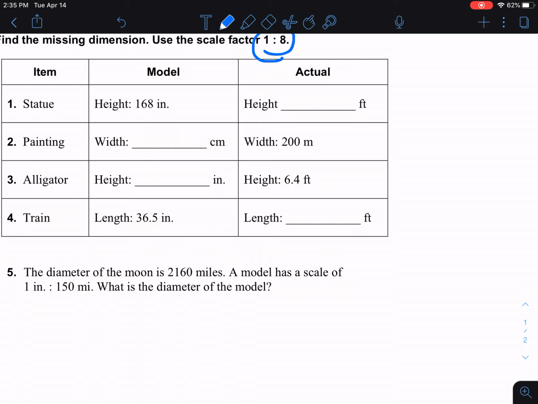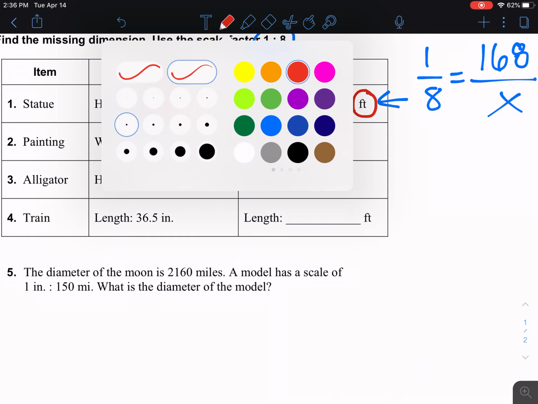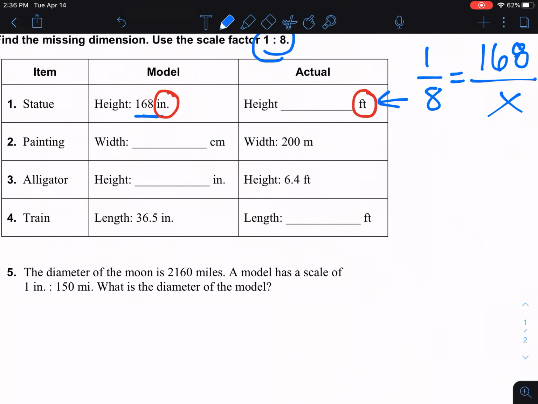So in this case, I'm going to set up a proportion looking at this problem right here. So my scale factor is 1 to 8. The number that they've given me is 168, so I'm going to be converting that 168 over here, and I'm finding x. Notice how this is inches and this is feet. So in this particular problem, and there is one on the homework that's like this, you have to just make sure that you are converting if necessary, though the vast majority of the problems don't require that.